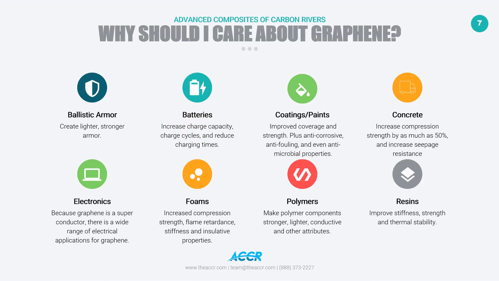charging times. Adding graphene to coatings or paint makes them easier to apply, improving their coverage, potentially makes them anti-corrosive or anti-fouling, or even antimicrobial. It also makes them stronger. By adding graphene to concrete, you can increase its compression strength by as much as 50% and increase seepage resistance.